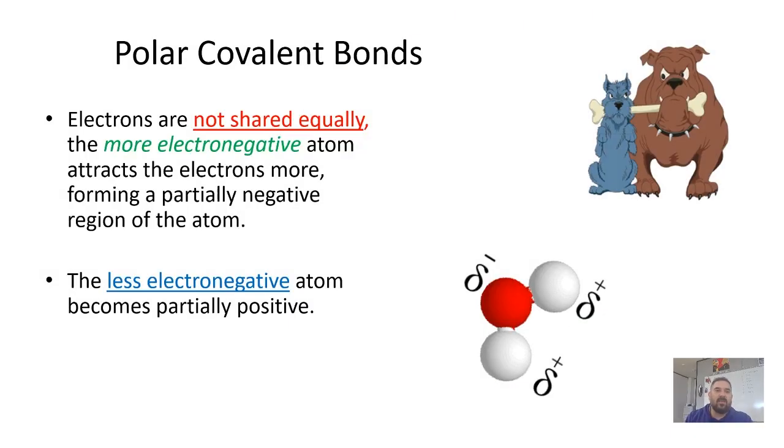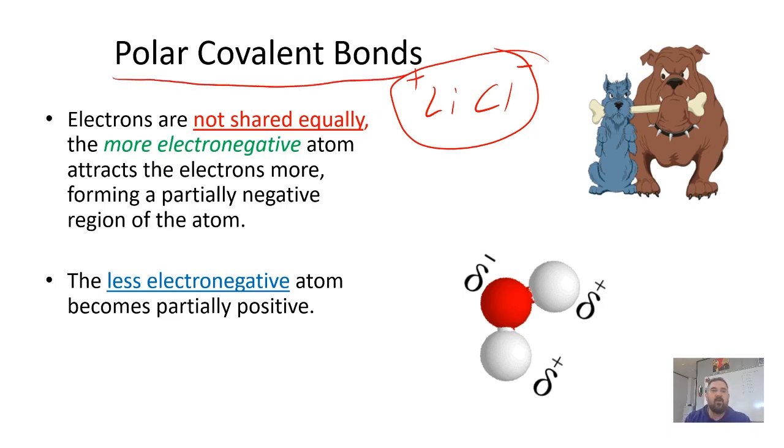So let's discuss polar covalent bonds. We only discuss polarity when we're talking about covalent bonds, because when we're talking about ionic, something like lithium chloride, we know that lithium is always going to have a positive charge. We know that chlorine is always going to have a negative charge. And we call this ionic. So we don't talk about polarity when we're talking about ionic things. Polarity is only involved with covalent bonds.